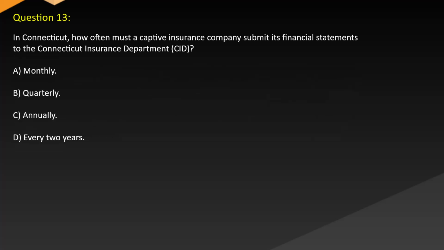Question 13. In Connecticut, how often must a captive insurance company submit its financial statements to the Connecticut Insurance Department? A. Monthly. B. Quarterly. C. Annually. D. Every 2 years.